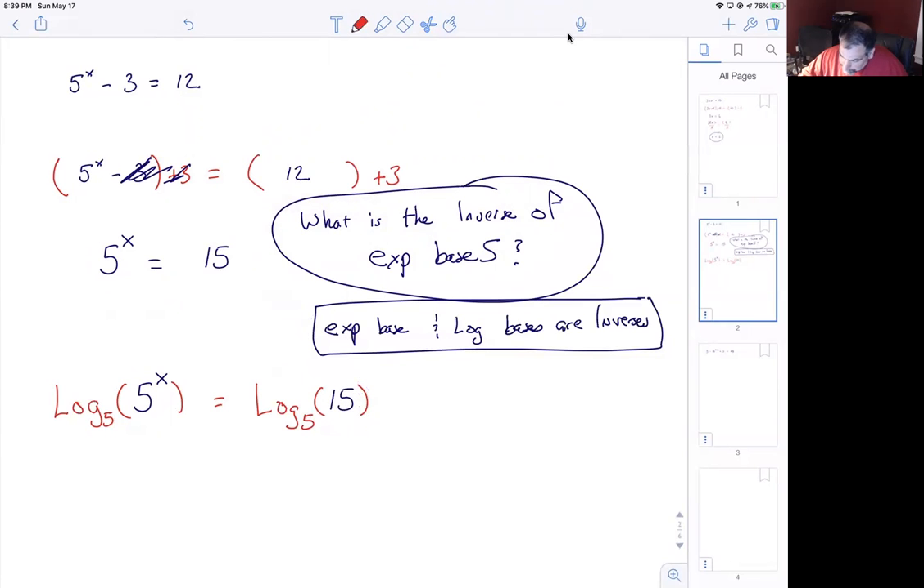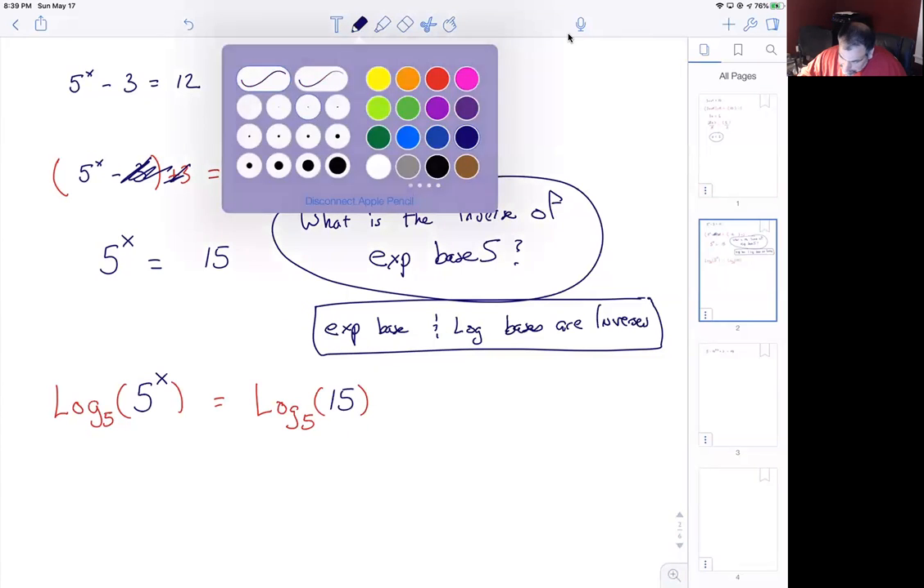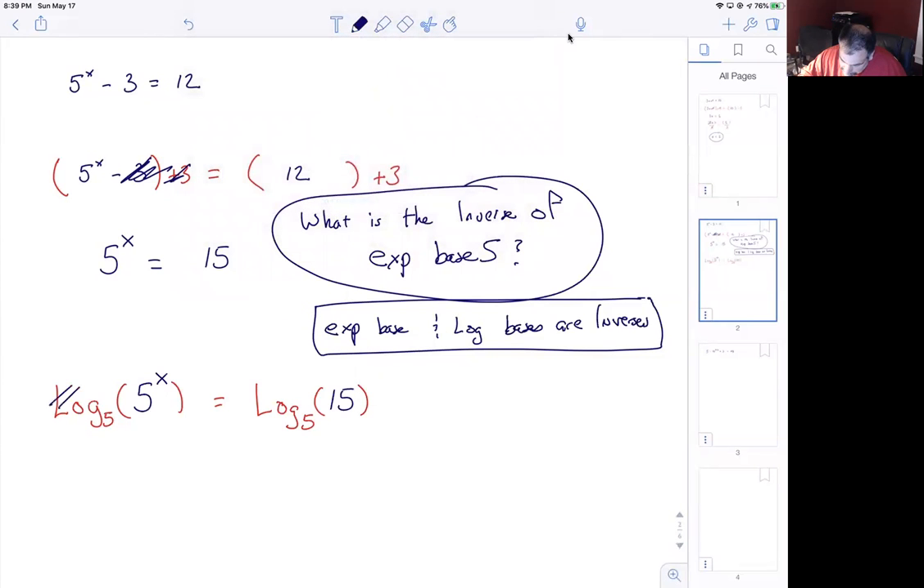And now we are going to simplify. Well, now I've got exponential base 5 acting directly on log base 5. What that means is log base 5 and exponential base 5 cancel out. All we're left with is x. And on the other side, we've got log base 5 of 15, which at first you're not going to be super comfortable with, but it doesn't matter.